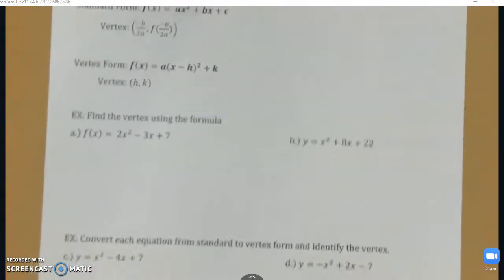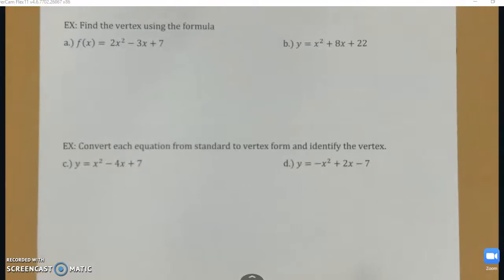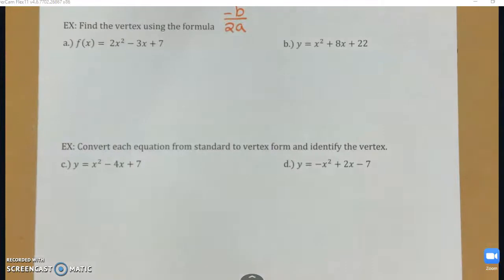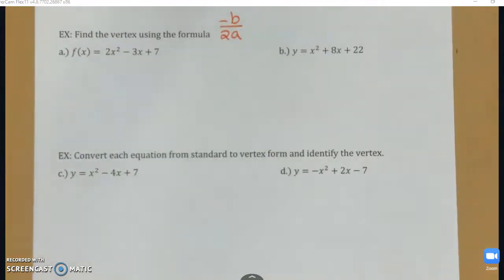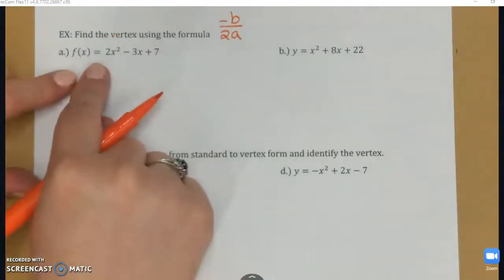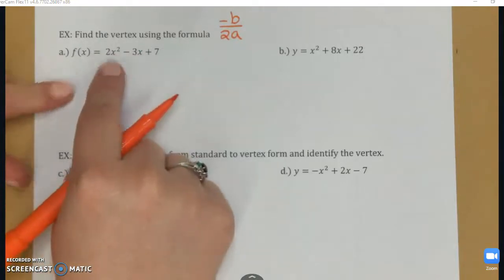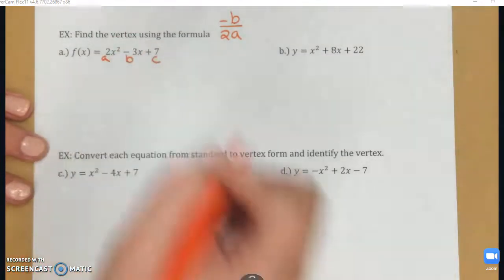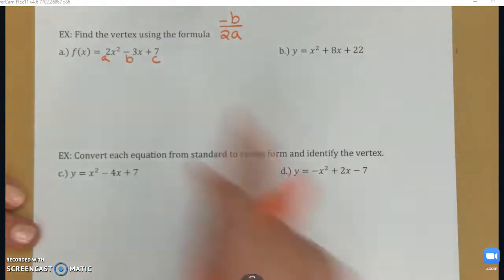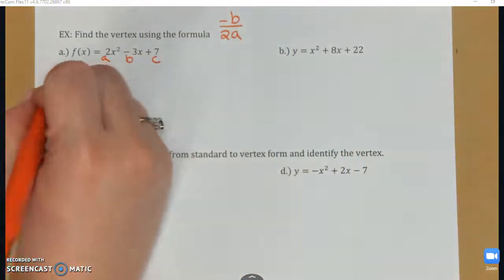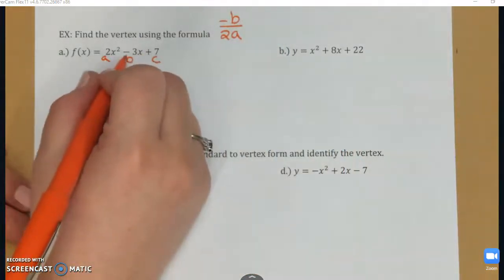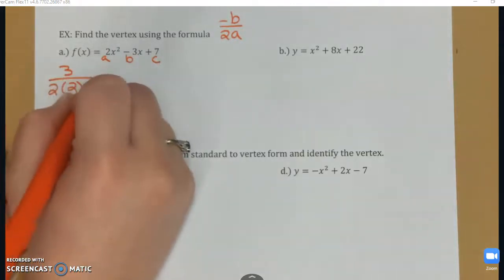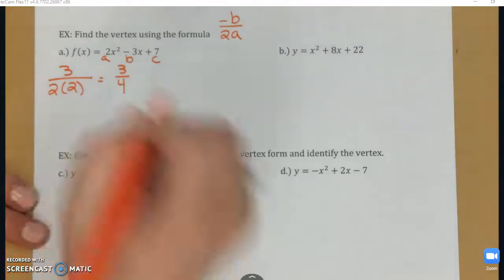So let's start with examples A and B. We're going to find the vertex using the formula. Remember, that formula is negative b over 2a to get your x value. Plug it back in to find your y value, and that's how we get h and k. Starting with A, my a value is 2, my b value is negative 3, and c is 7. So for the vertex, I substitute negative b: the negative of negative 3 is positive 3, over 2 times 2. That's going to be 3 over 4.